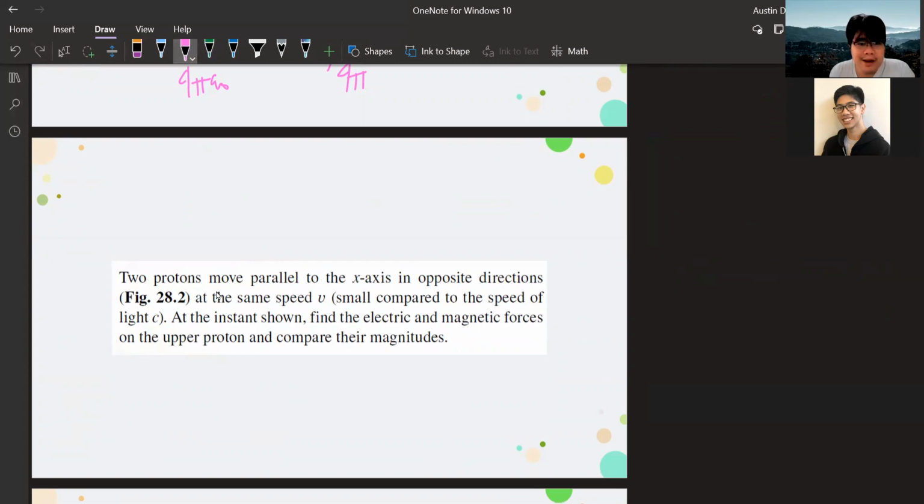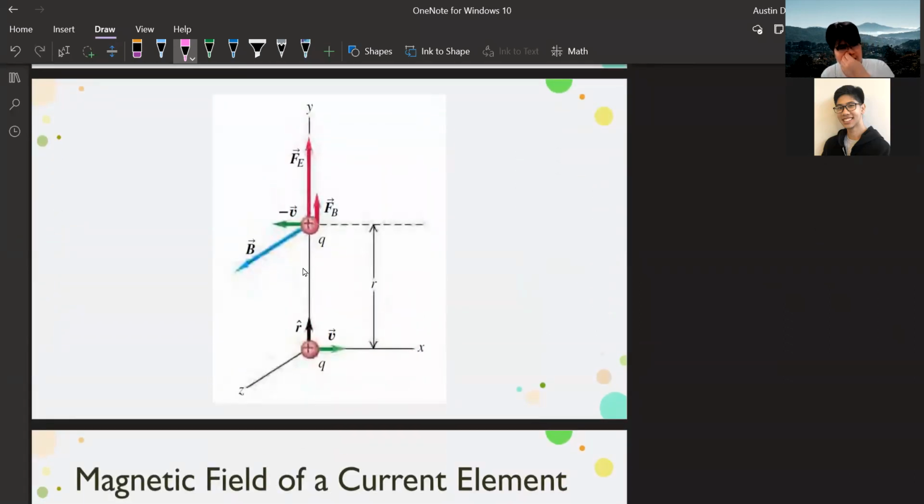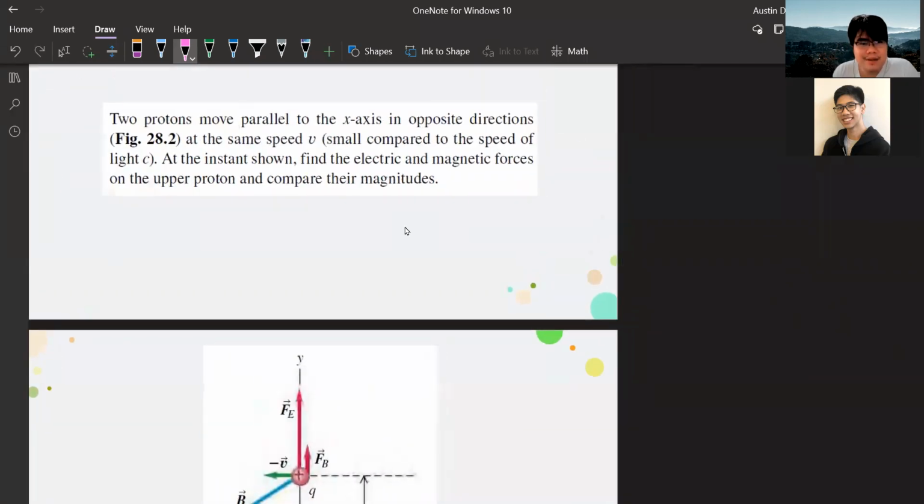Two protons move parallel to the x-axis in opposite directions at the same speed v, small compared to the speed of light c, kasi may implications kapag masyadong mabilis yung particle. Advanced physics na to, so we don't consider that. At the instant shown, find the electric and magnetic forces on the upper proton and compare their magnitudes. So at this moment in time, kung saan nagtapat sila, ano daw yung makukuha nating magnetic field, magnetic force and electric force.